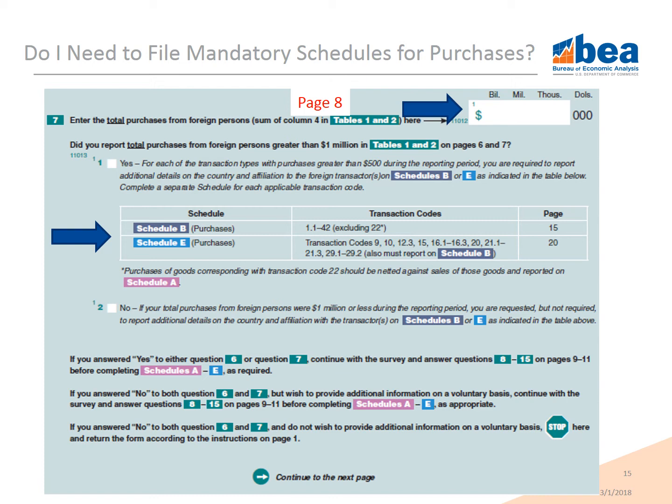If the U.S. reporter's total sales and total purchases from foreign persons did not exceed $2 million and $1 million, respectively, and you would like to report voluntarily, you may continue with question 8 of the survey and then complete Schedules A through E as appropriate. If they did not exceed $2 million and $1 million, respectively, and you do not wish to provide additional details on the schedules, you may stop after answering no to question 7 and return the form according to the instructions on page 1 of the survey.